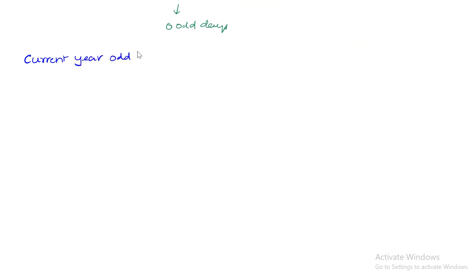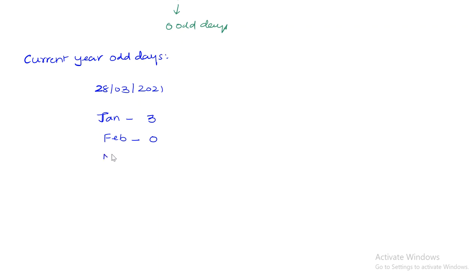Current year odd days. So the current date is the 28th of March 2021. We know how many odd days are present in each and every month. Is 2021 a leap year? It's not. So first I will find, in the month of January we have 3 odd days. In the month of February, it is not a leap year, so it will have 0 odd days.